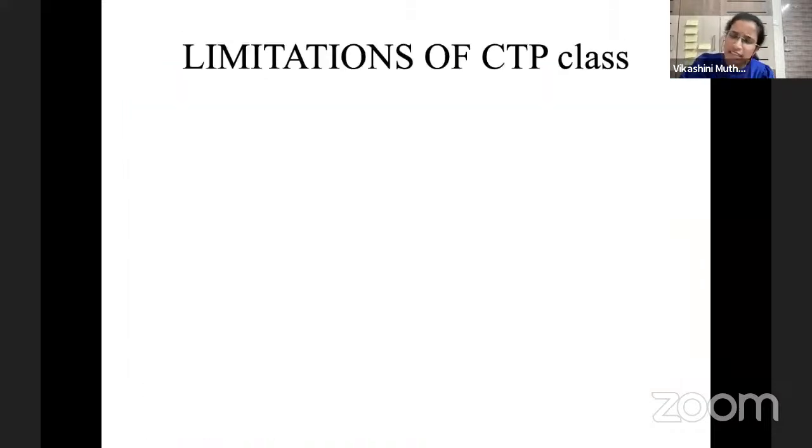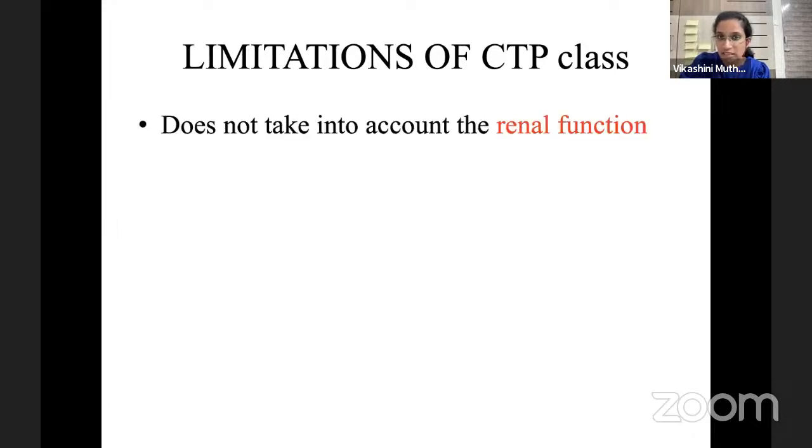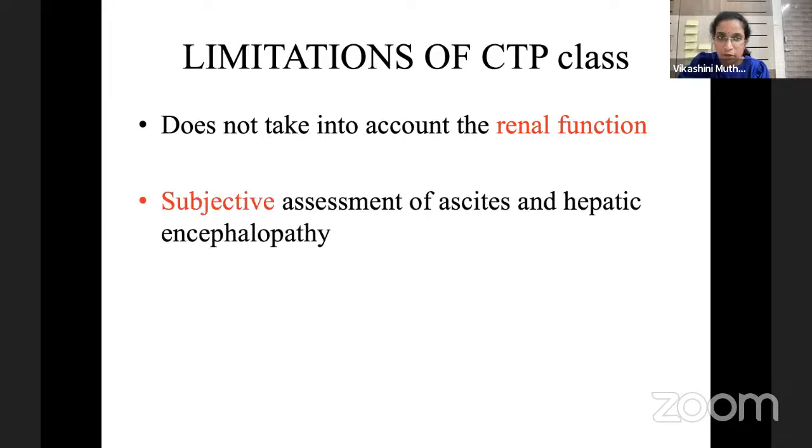Now, what are the limitations of the CTP classes? You all know that hepatorenal and hepatopulmonary syndrome are contraindications for a liver transplant surgery. But in such circumstances, this CTP classification does not take into account any renal function. It does not include any renal or lung parameters. Also, the assessment of ascites, whether it's mild, moderate, or severe, is a subjective assessment.